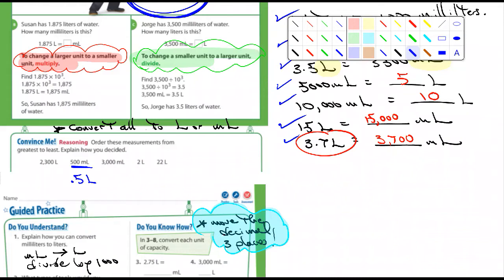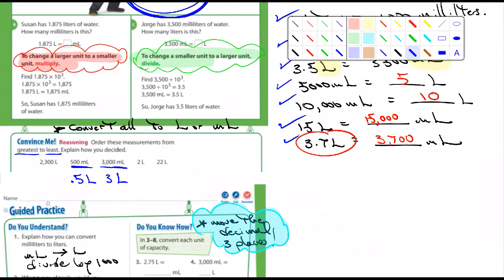Now we only have one more to do. 3,000 milliliters. How many liters is that? 3 liters. Now they're all liters. Easy to order them, I'm sorry, from greatest to least. Okay, greatest to least. So you're going to pick the largest, and then you're going to move your way across.